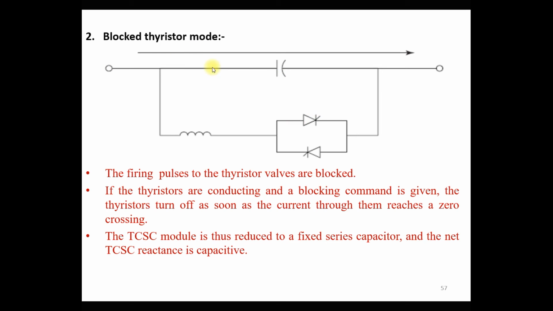At that time the whole current is passing through this series capacitor. So the TCSC module in this mode works as a fixed series capacitor, and your net TCSC reactance becomes totally capacitive because only the capacitor is in the picture. So in this mode your TCSC works as a fixed capacitor connected in series with the line. That is the normal condition when we require reactive power injection to increase the power transfer capability of the transmission line. So in this case we operate the TCSC in the block thyristor mode.